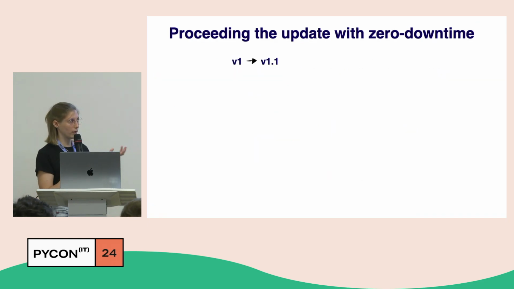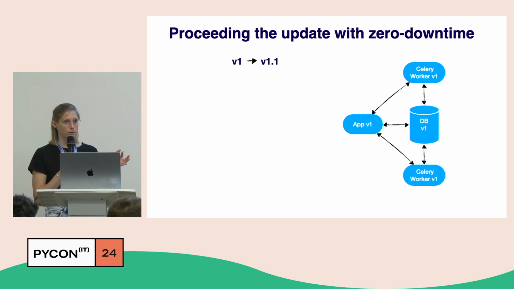So in both cases, the process will look the same, so I will describe it on example from switching from version v1 to v11. So we'll start from the configuration where we have one app instance that is using the database, and we have two asynchronous task workers, for example, Celery workers.